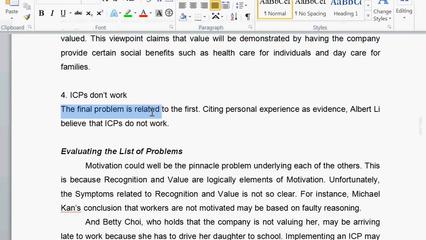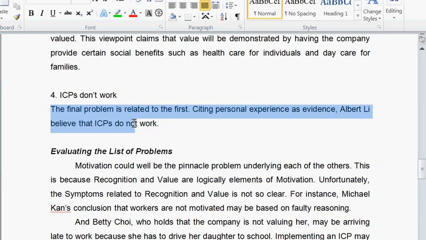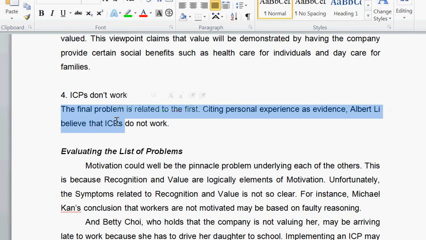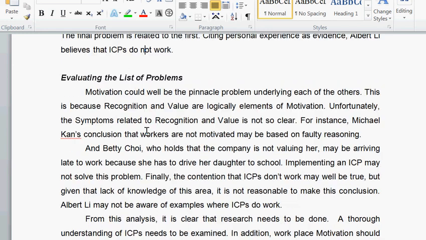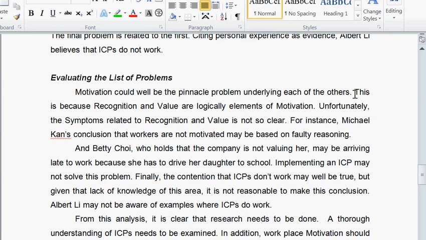The final problem is related to the first, citing experience as evidence. Albert Lee believes that ICPs do not work. Now, if I evaluate this list of problems, motivation could well be the pinnacle problem underlying each of the others. This is because recognition and value are logically elements of motivation. Unfortunately, the symptoms related to recognition and value are not so clear.